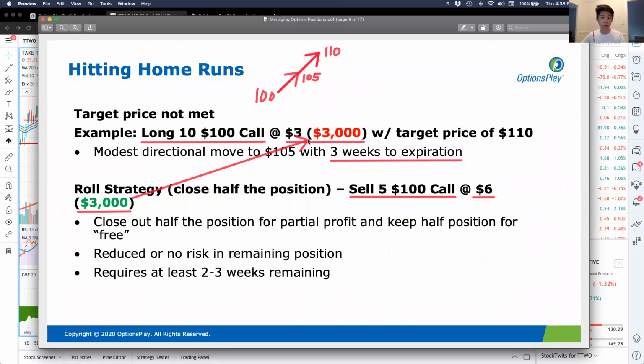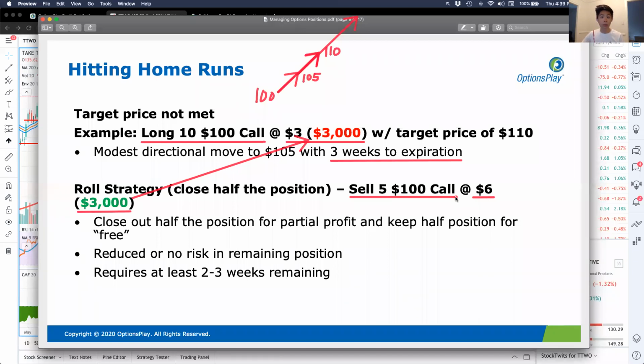So that means I still have half the position remaining. I still have 5 contracts left that are currently worth $3,000. Now, I can certainly take that $3,000 profit and walk away from this trade, and that would be a great result. But what you can do is really turn this into a big winner if the stock does continue to move higher from 105 to 110 or even further, without risking a single dollar. Because by this point, once you close out half your position, you've now taken all the risk off the table.